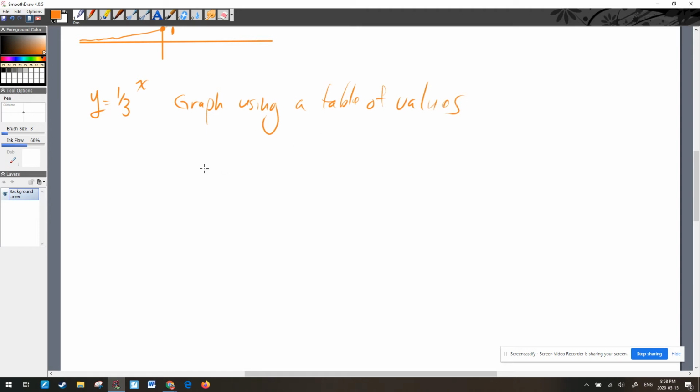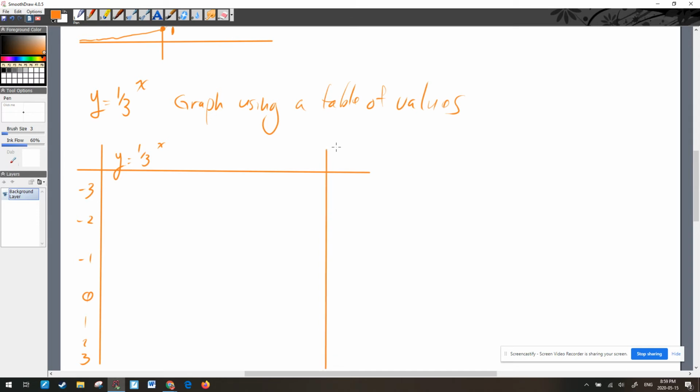So I want you to do the same exercise. I want you to still have x values of -3, -2, -1, 0, 1, 2, 3. And I still want you to do y equals 1/3 to the exponent x. And then over here, I want you to write all of your ordered pairs, x, comma, y. And then when you're done, I'm going to get you to, of course, graph them as well.